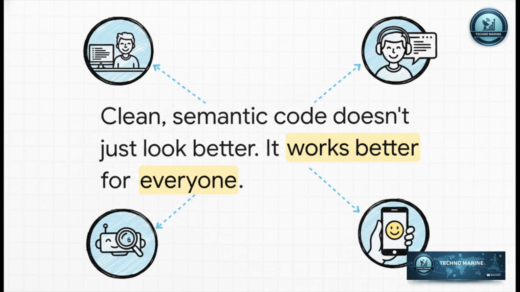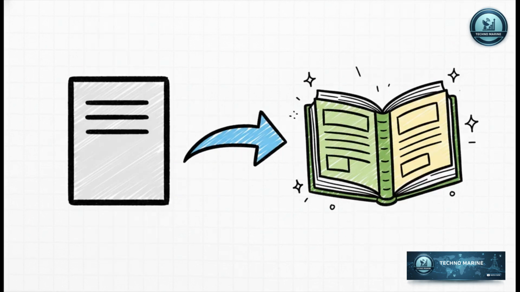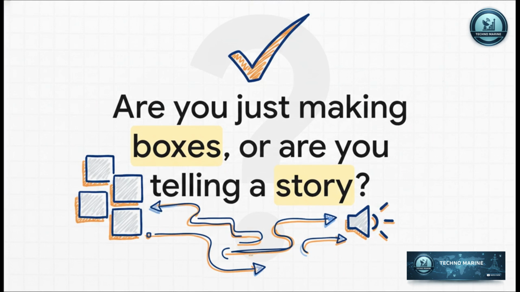Because clean, semantic code doesn't just look better, it works better for everyone. It's a better experience for your fellow developers, for search engines, for users on mobile devices, and most critically, for people using assistive technologies. Your code stops being just a visual layout and starts communicating its own structure and purpose. So the next time you open your code editor, just ask yourself that question. Are you making boxes or are you telling a story?